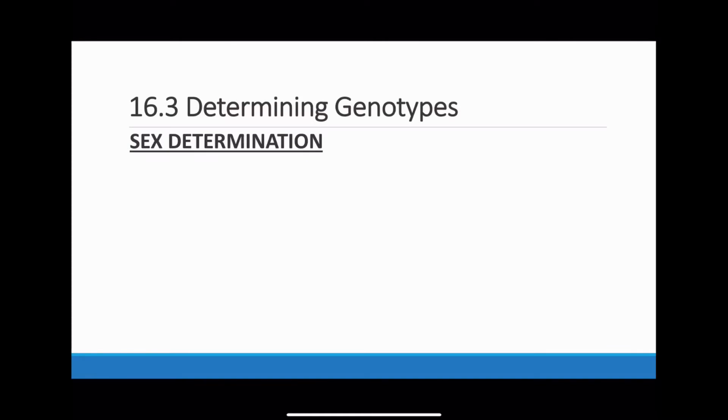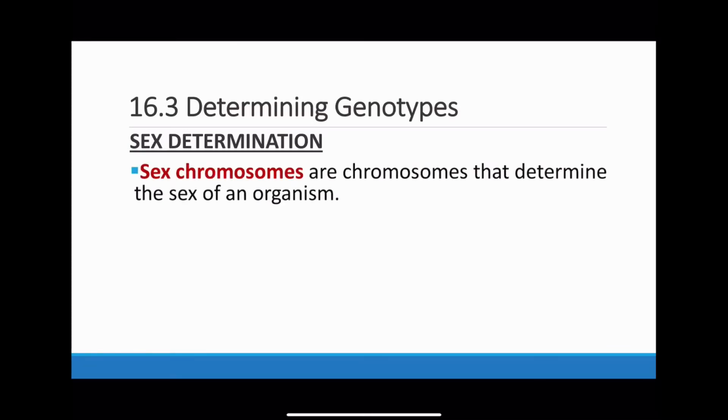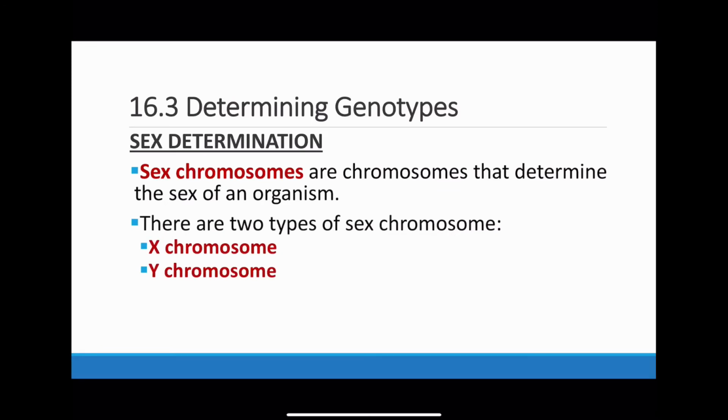Next, we move on to this concept called sex determination. Now, in sex determination, we are very interested in the sex chromosomes. Your sex chromosomes are chromosomes that will determine the sex of an organism. There are two types of sex chromosomes, mainly X and Y chromosomes.